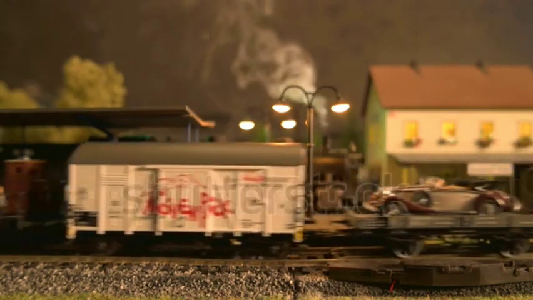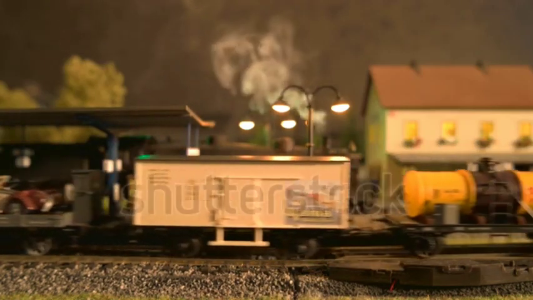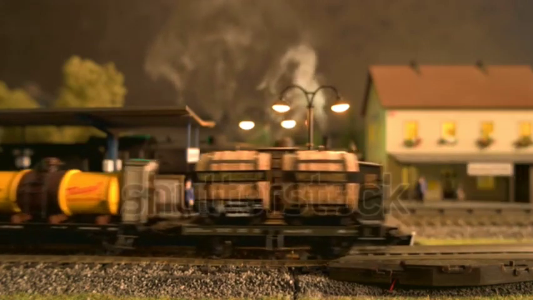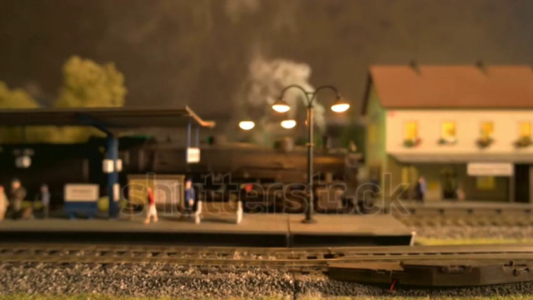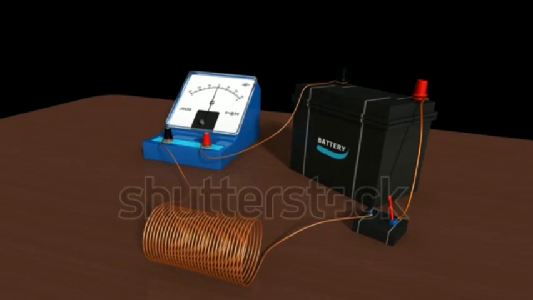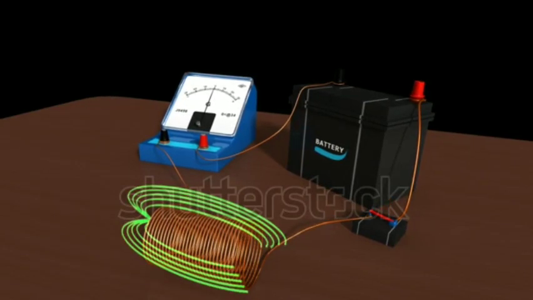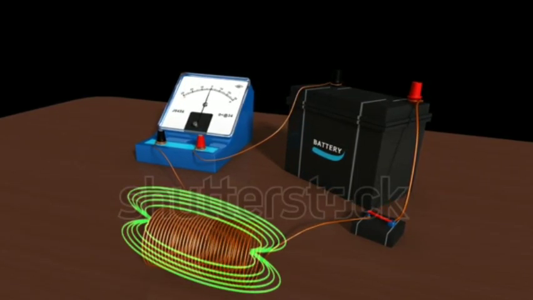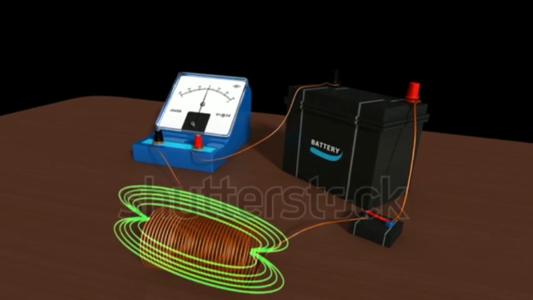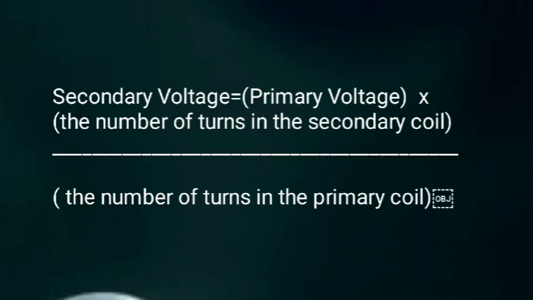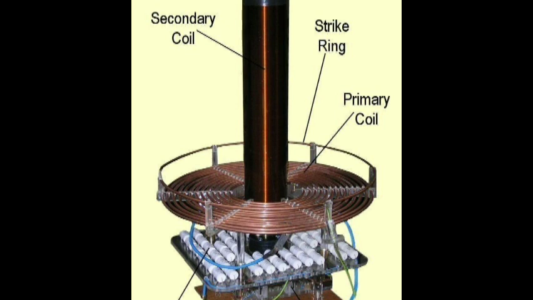Transformers change voltage through electromagnetic induction. That is, as the magnetic lines of force build up and collapse with the current passing through the primary coil, current is induced in another coil called the secondary. The secondary voltage is equal to primary voltage times the number of turns in the secondary coil divided by the number of turns in the primary coil.